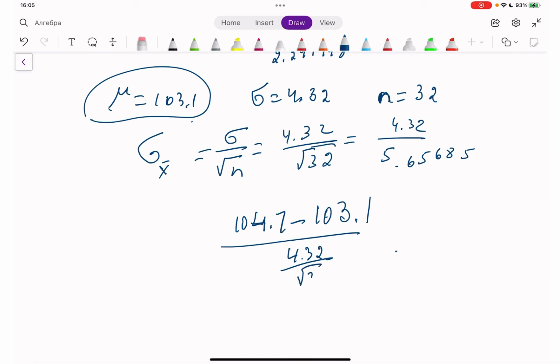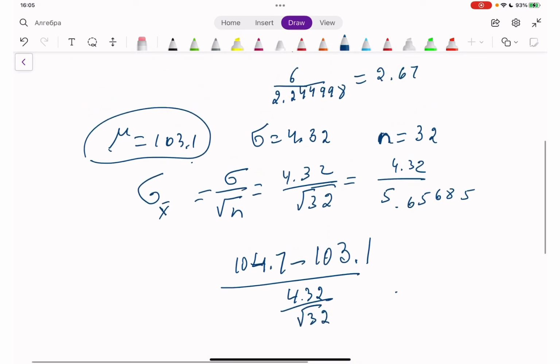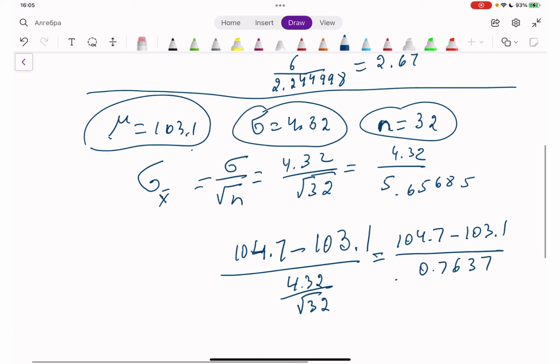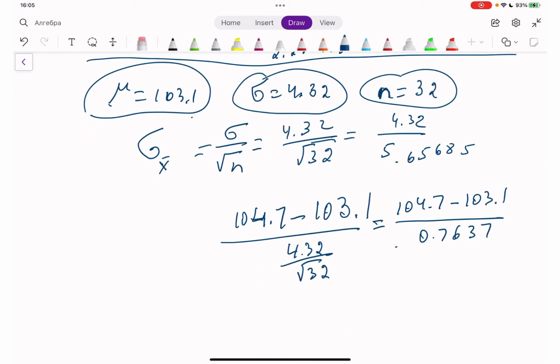Divided by square root of 32. 4.32, this is my sigma from the word problem, right? And dividing by square root of 32, we are getting 104.7 minus 103.1 divided by, this operation is going to be 0.7637. If we do that, we are going to get 2.095. So this is our z-score.